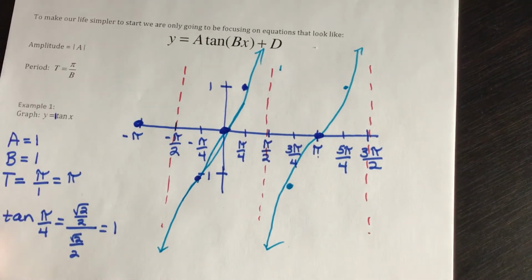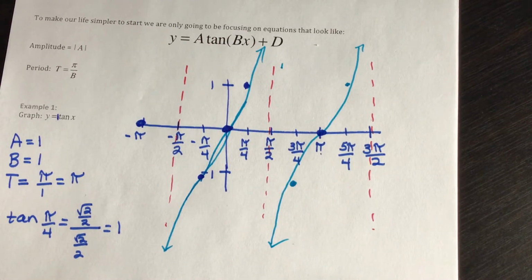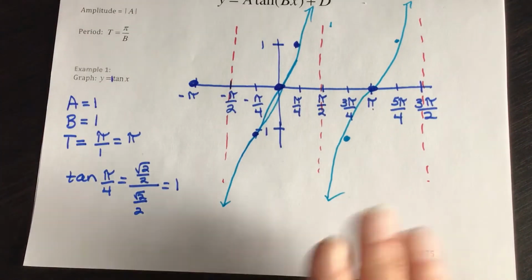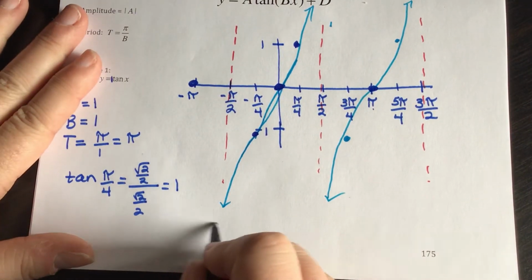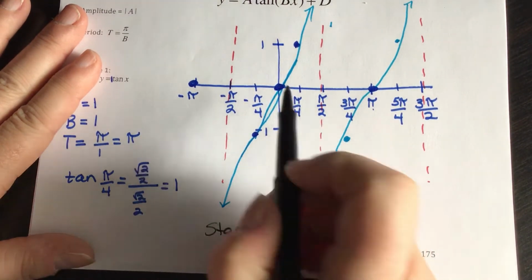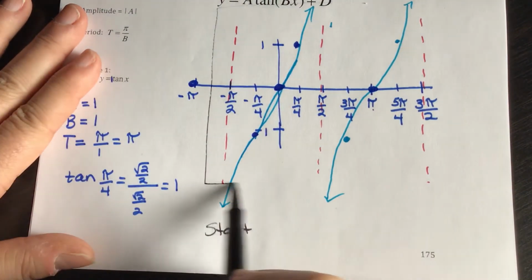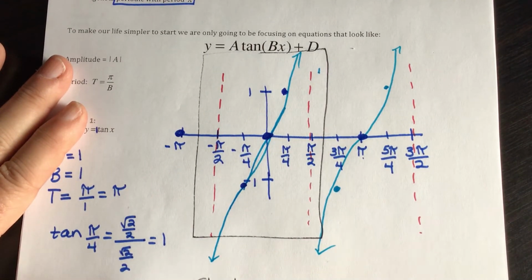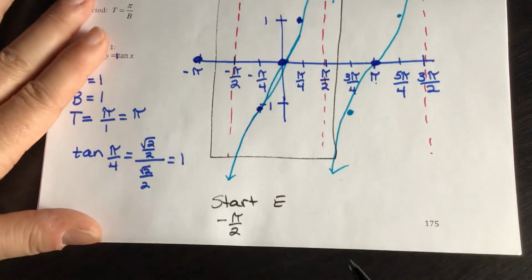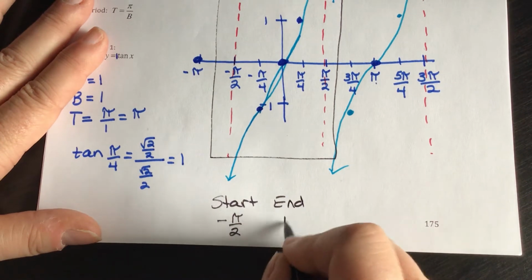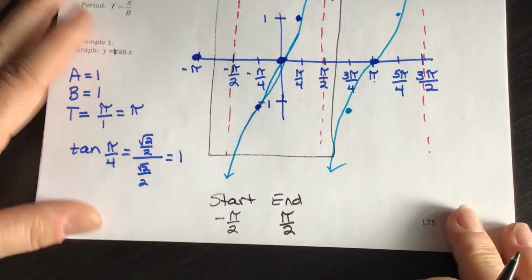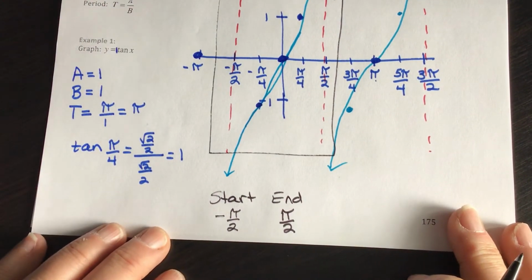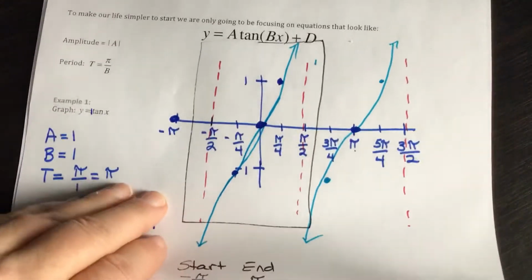All right, so I'm only going to ask you to graph one cycle of tangent. So in this case, I'm going to look at this cycle in here. I'm going to start at negative pi over 2, and I'm going to end at positive pi over 2. That would be one cycle. All right, let's do another one.